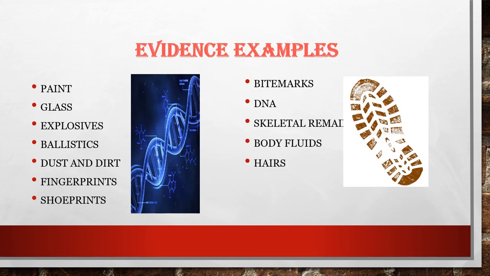Here are some evidence examples. Paint, glass, explosives, ballistics. Ballistics is nothing but the launching of bullets from guns, from which they find the speed of the gun. Dust and dirt, fingerprints, shoe prints, bite marks, DNA, skeletal remains, body fluids, hairs, etc.